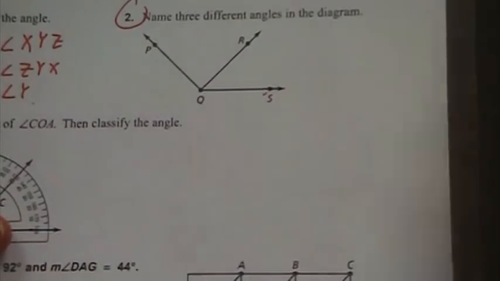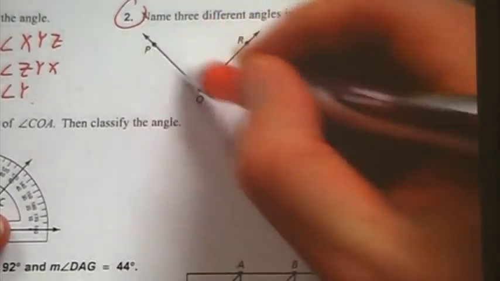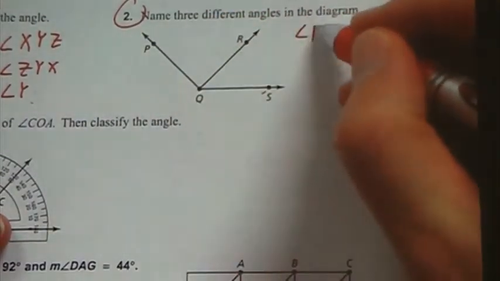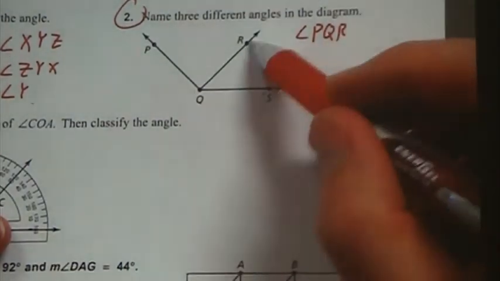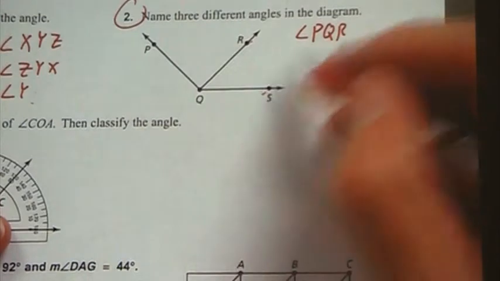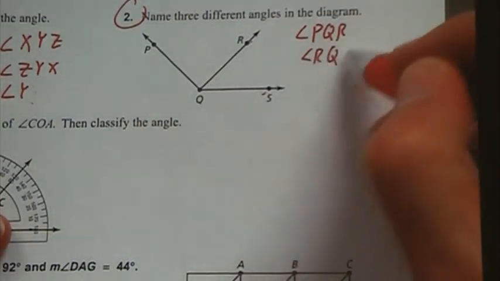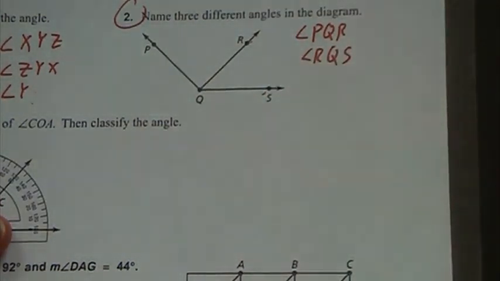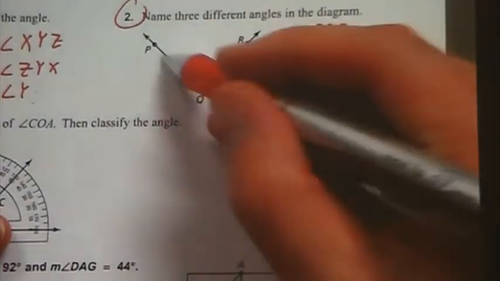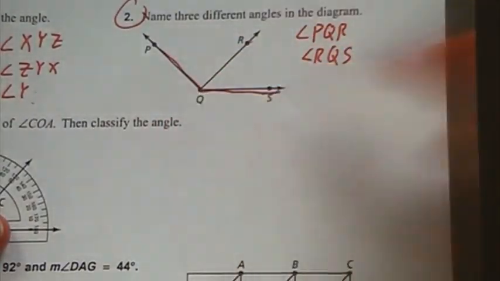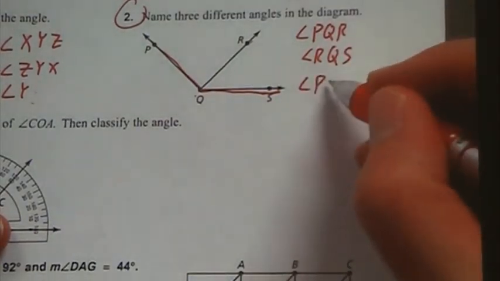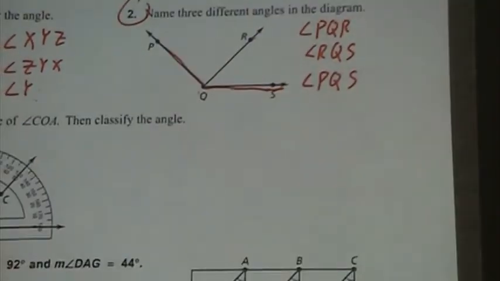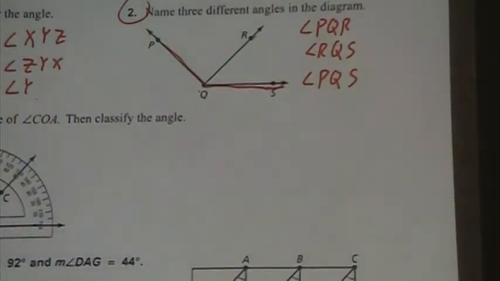On number 2, they actually want us to name three different angles. So let's see. One angle would be PQR. Another angle would be RQS. We just kind of keep going over. And the last angle, if I combine those guys, you'll see I get this big obtuse angle, PQS. Totally fair, totally legal, and those are our three different angles in the picture.